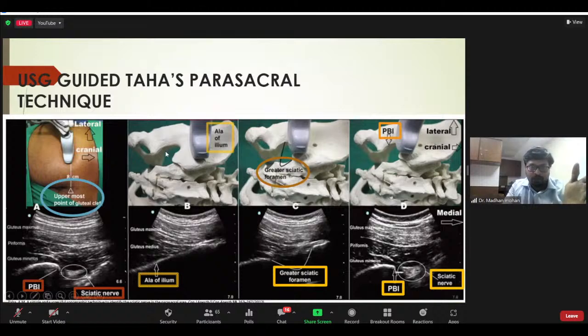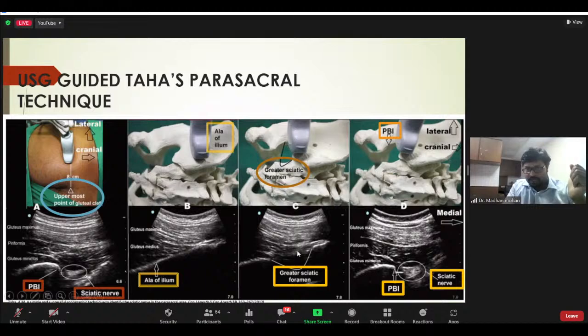What you need to do is just move the probe from cranial to the caudal direction till you reach the greater sciatic foramen. How to identify the greater sciatic foramen? Once you come, you will get a discontinuity in the line. Here you get a continuous line formed by the ilium. Here there is a discontinuity or break in the line, so it will be the greater sciatic foramen.